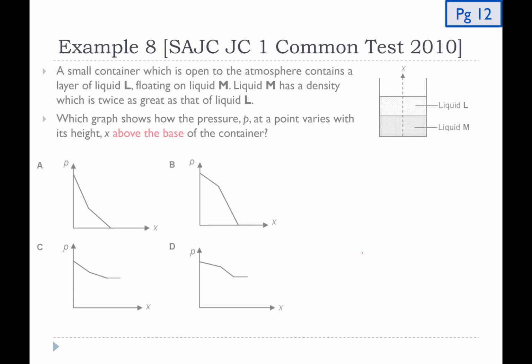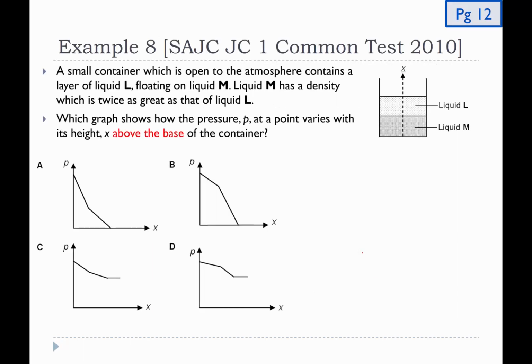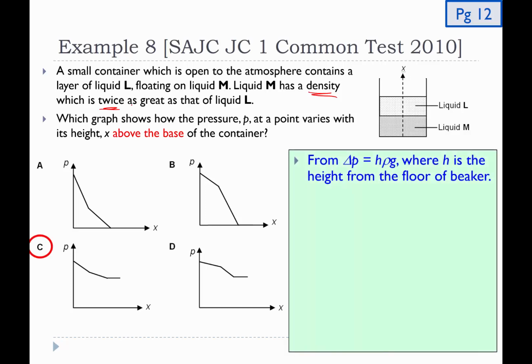Okay. So now let's do an example. In this example, we need to understand how the pressure changes from above the surface of the container. Something that you should take note of here is that liquid M is at the bottom because it has a larger density. And it is also stated in the question that the density is twice as great as that of liquid L. So the answer should logically be C and not A.